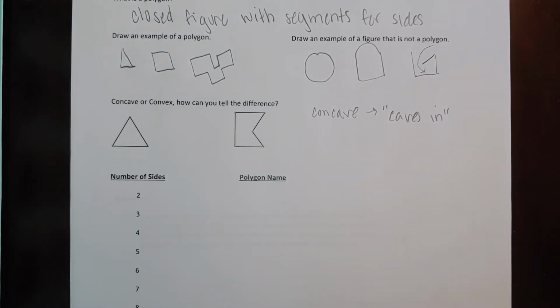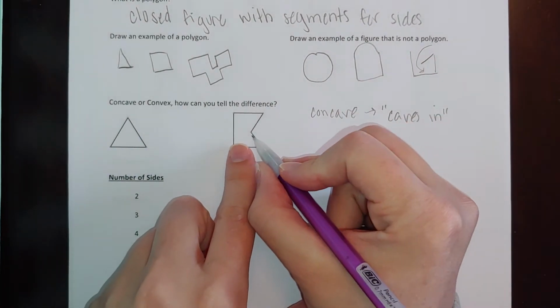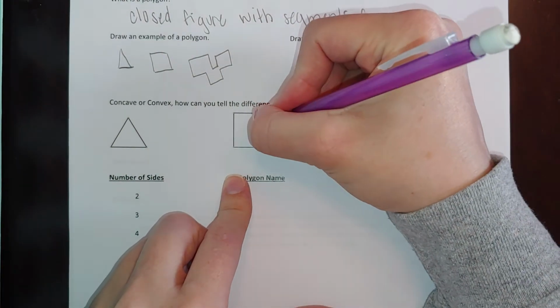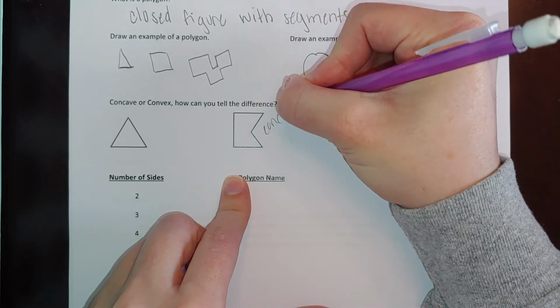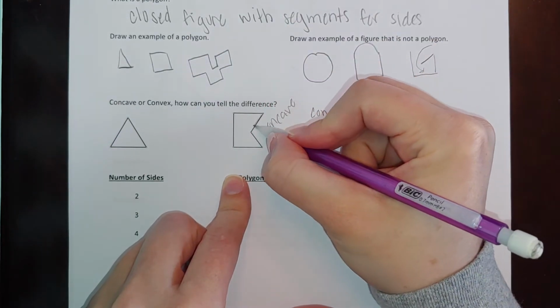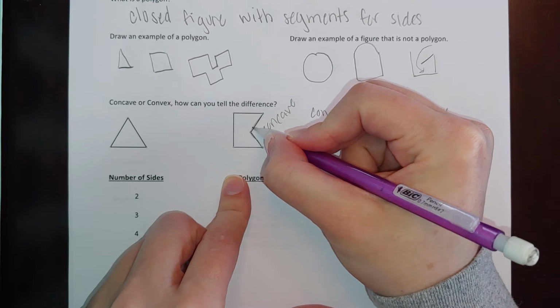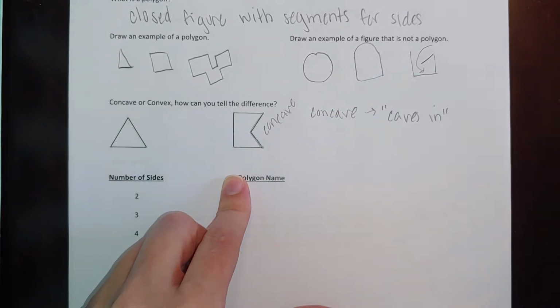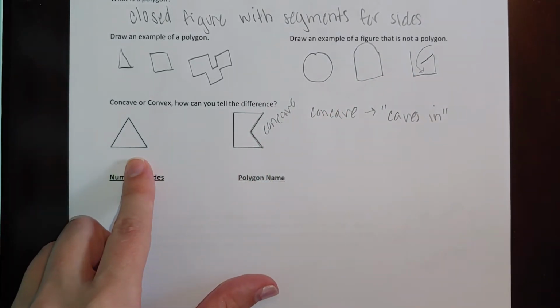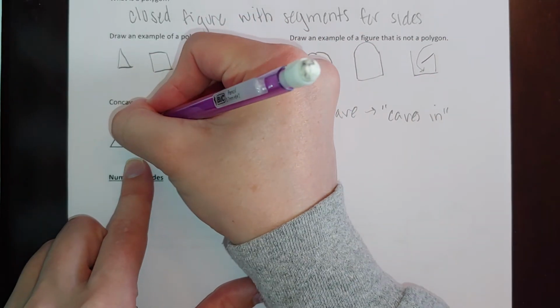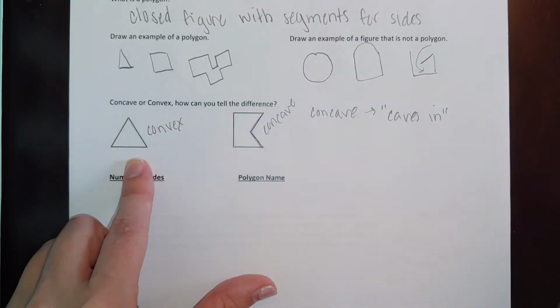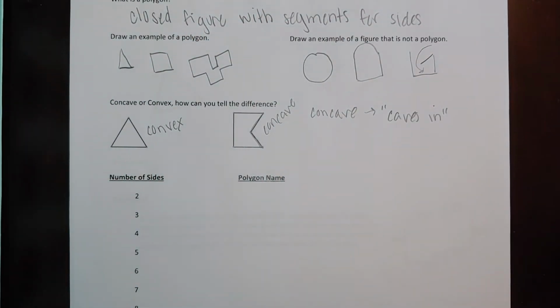So it's going to have a little piece that goes in towards the center. This one here is concave because this part goes in towards the inside of the figure. It caves in to the figure. Whereas this is just sides that all connect, so this is convex. I usually look at a figure and say, is this concave? Does it cave in? No, then it has to be convex.